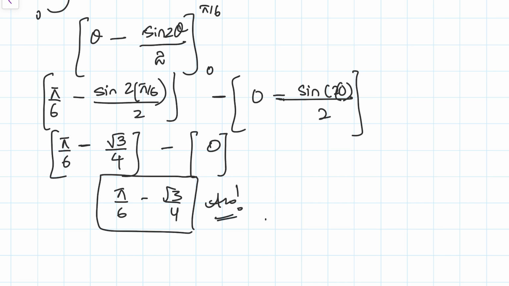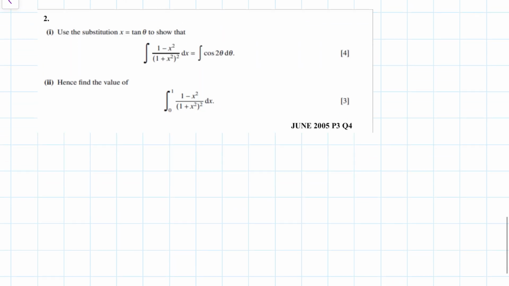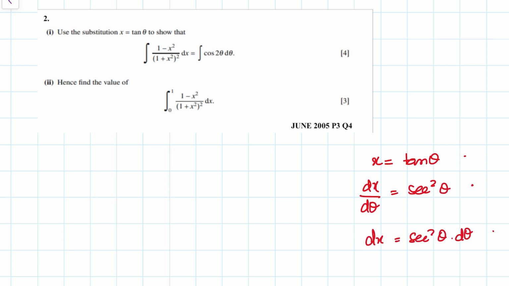All right, now let's do another question to have a better understanding of this topic. In the first part, they're saying use the substitution x equals tan theta to show that this entire function changes into this function. x equals tan theta. dx upon d theta becomes sec square theta. So dx will become sec square theta dot d theta.